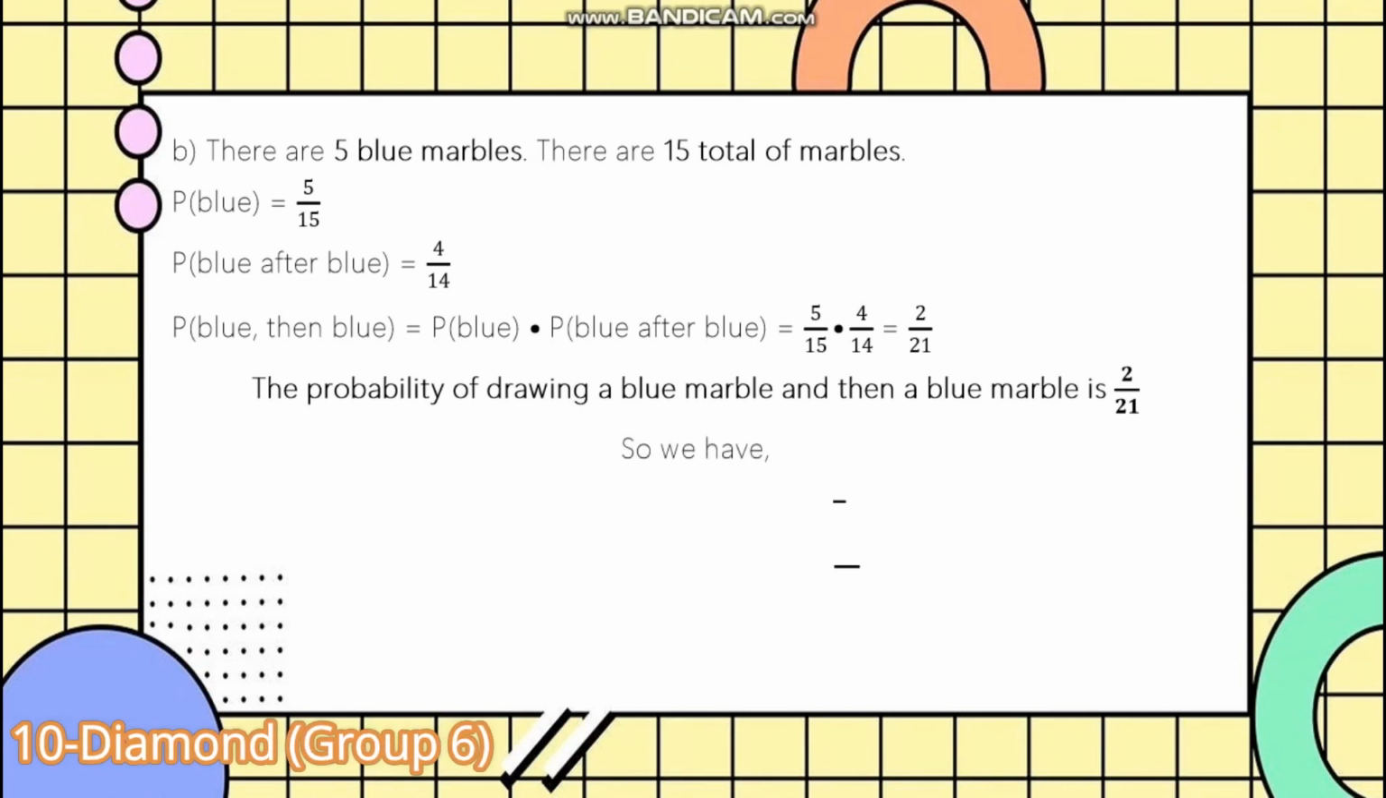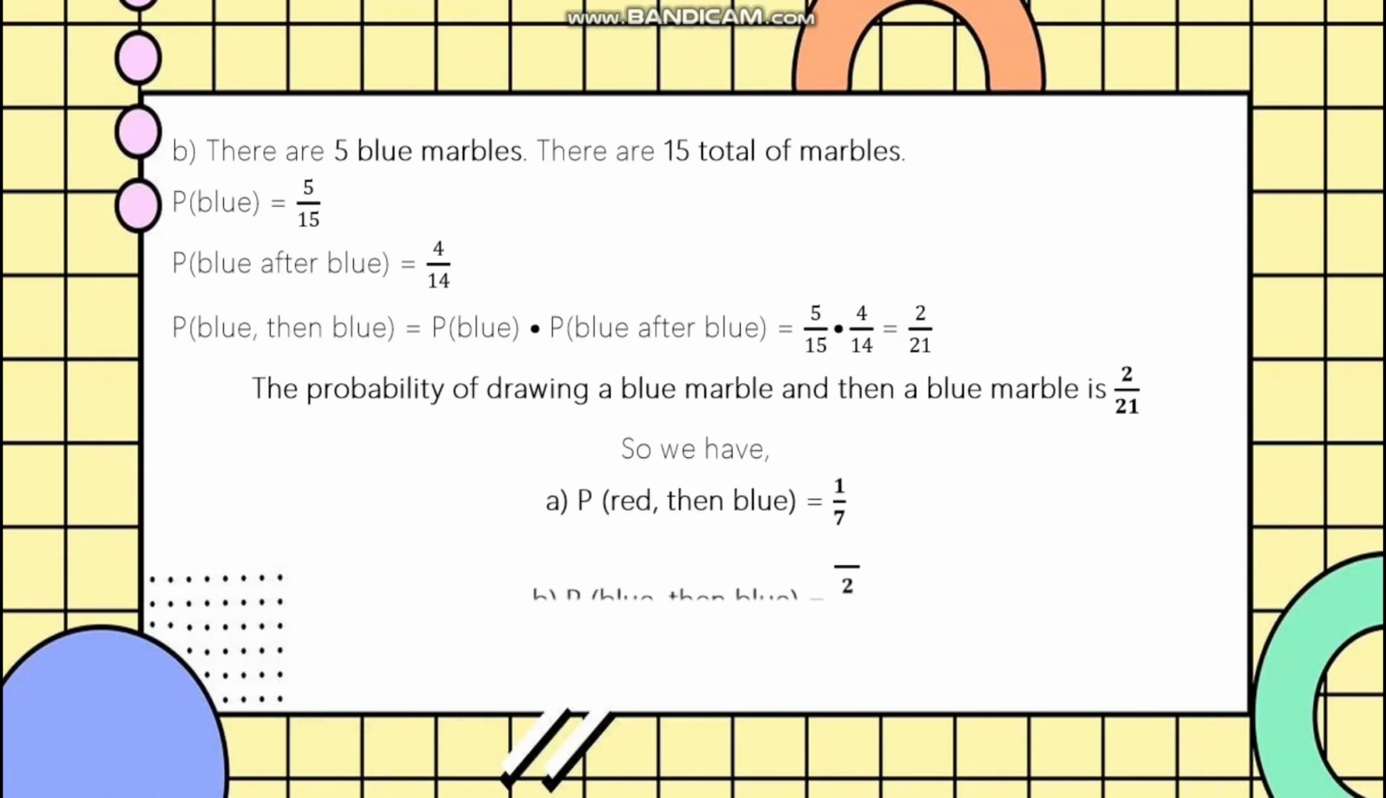So we have A, the probability of red, then blue is equal to 1 over 7, and B, the probability of blue, then blue is equal to 2 over 21.